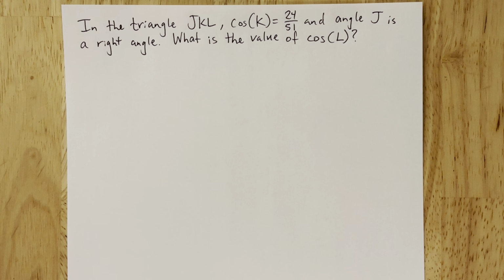All right, today we're going to look at the problem in the triangle JKL. The cosine of K equals 24 over 51, and angle J is a right angle. What is the value of cosine L?